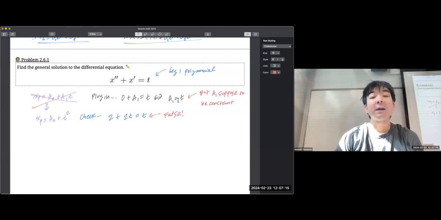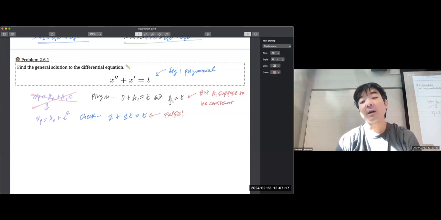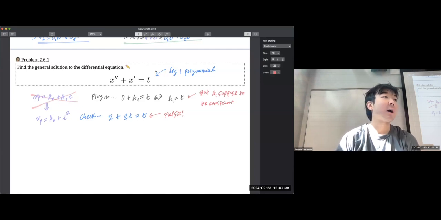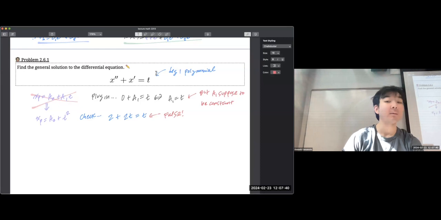And so let's say you said, okay, well, fine, I'll just use A1 as t. And we have no idea what A0 is, so we'll just say A0 is whatever. And then you put A1 as t, and then it'd be t squared. But if you plug this in, the first derivative would be 2t, and then the derivative of 2t is 2, so it'd be 2 plus 2t on the left-hand side, which will not resemble the right-hand side. And so this is an issue where you don't have a solution that gives you a true statement.